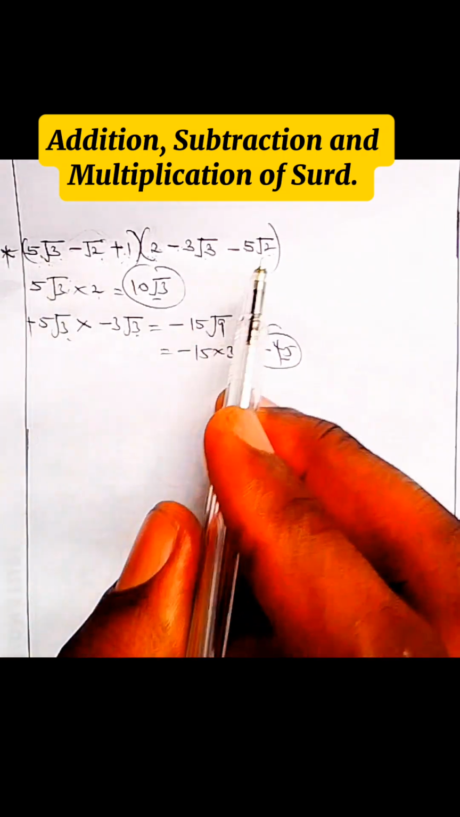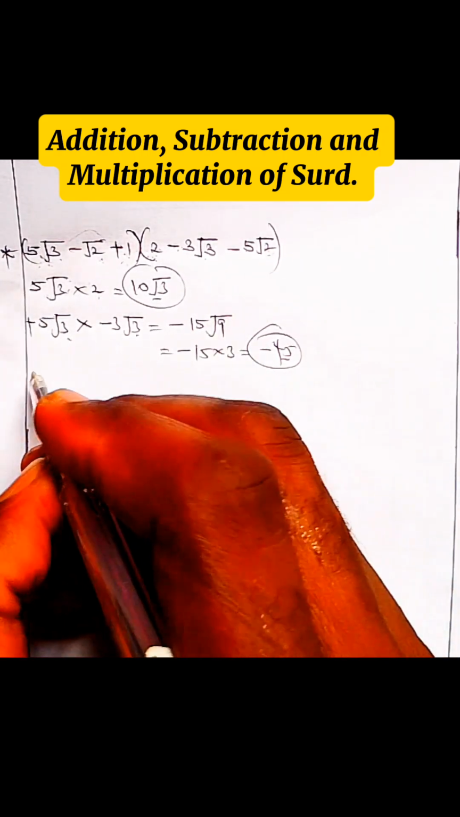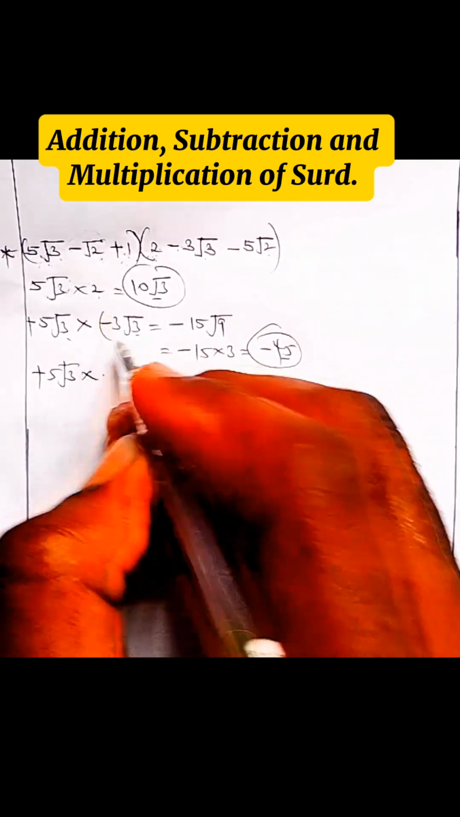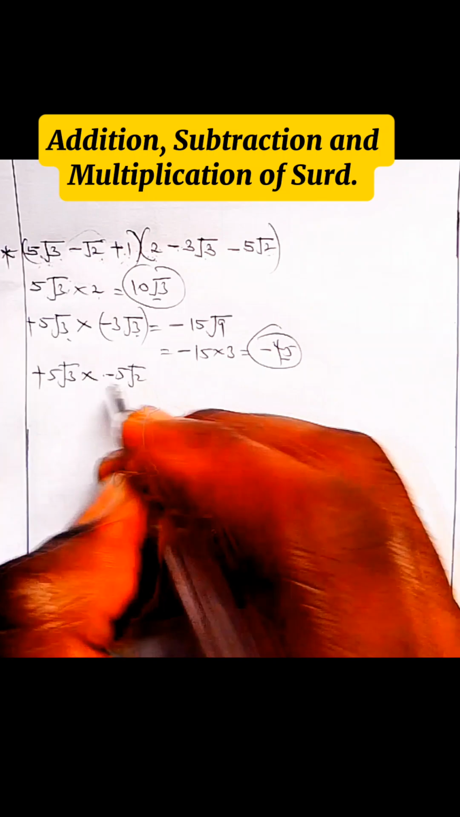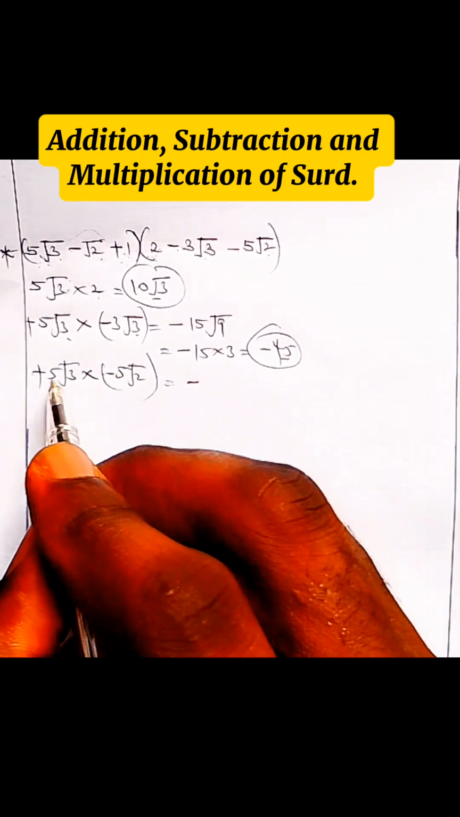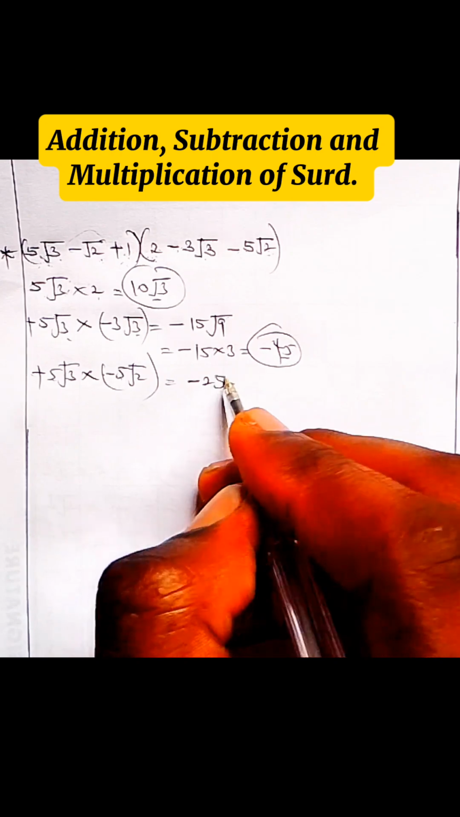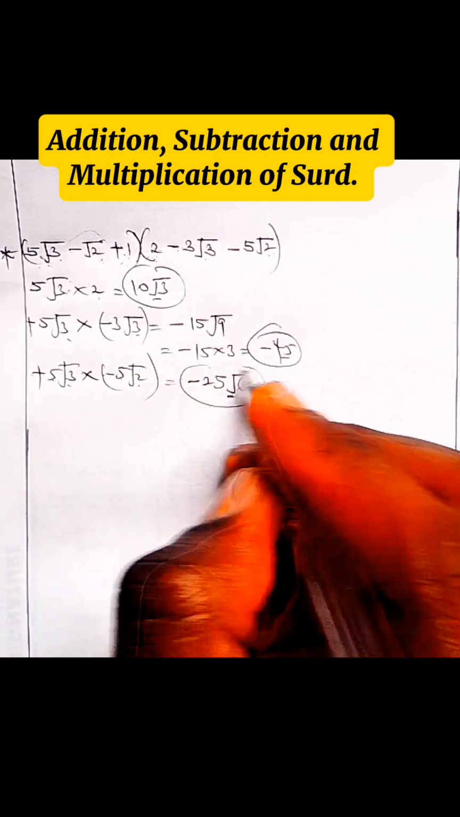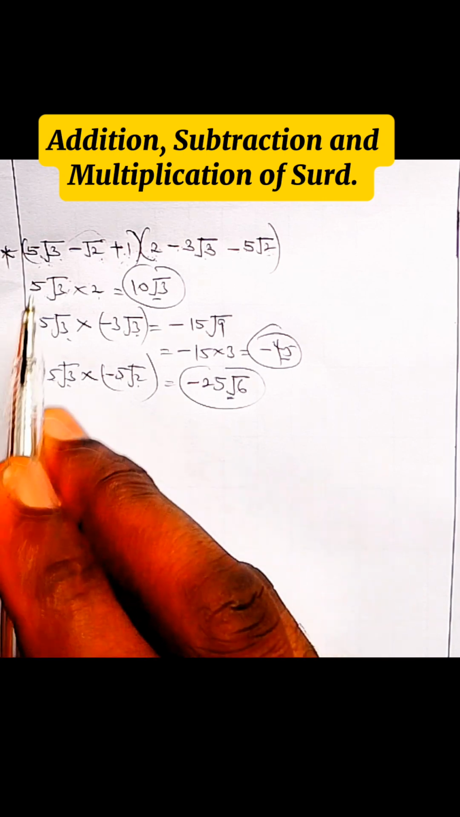So the next, 5 root 3 times minus 5 root 2. So plus 5 root 3 times minus 5 root 2. Let's be careful with the signs. Plus and minus is minus. 5 times 5 is 25. Root 3 times root 2 will give us root 6. We're done with that also. So we're done using 5 root 3.